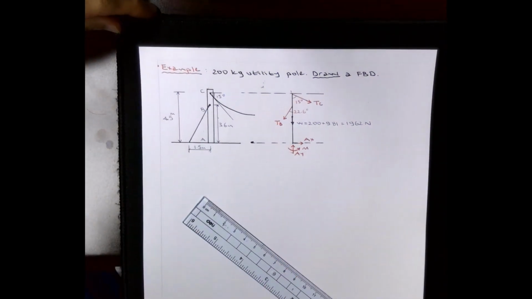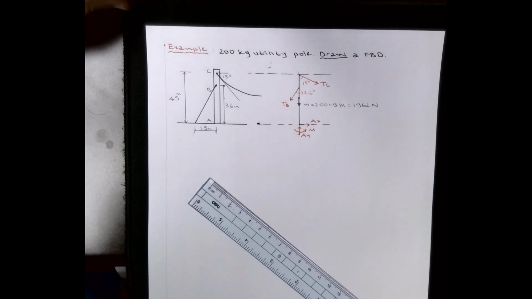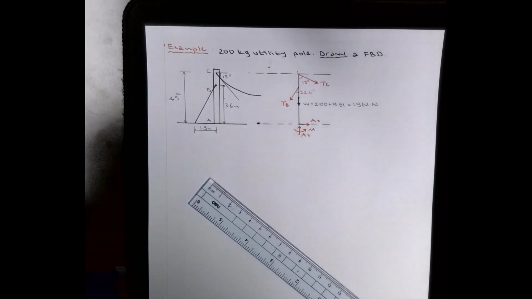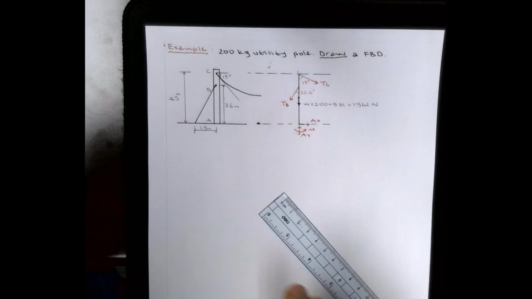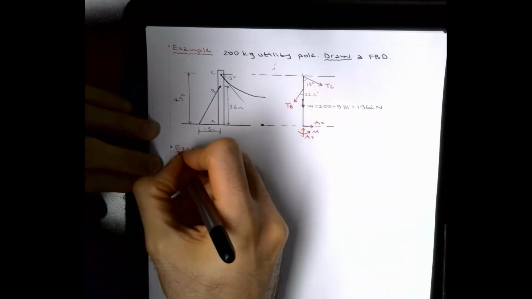Free body diagrams are really important. Those are the key components of a successful solution. So this is done. Let's move on. The second one is a crane.